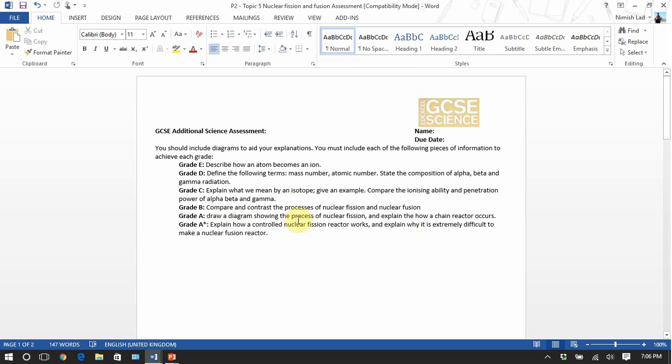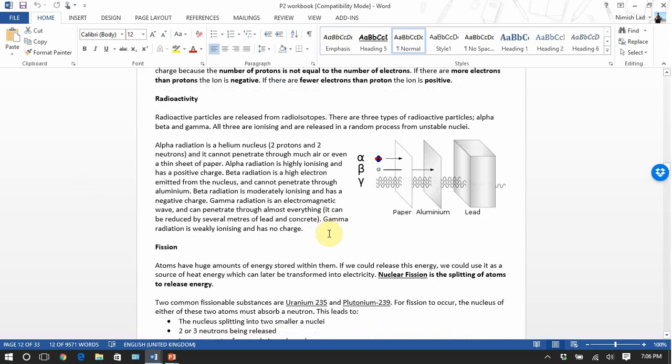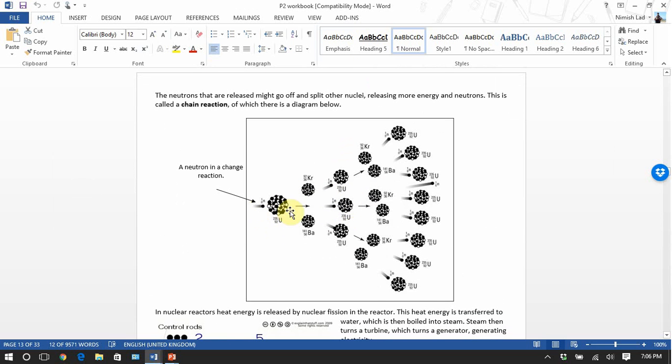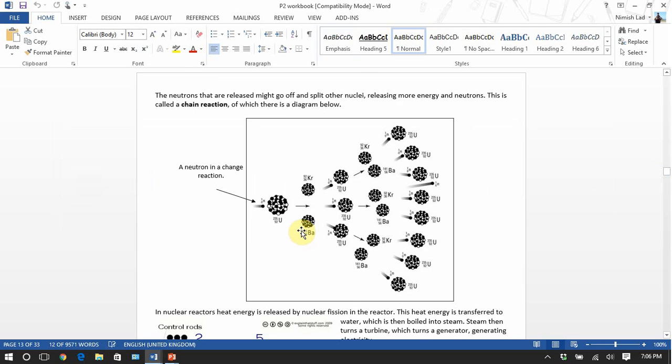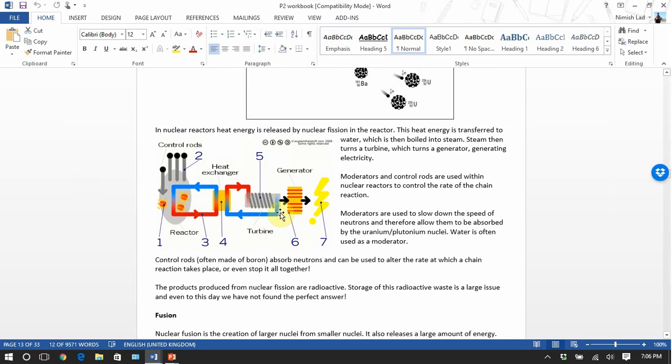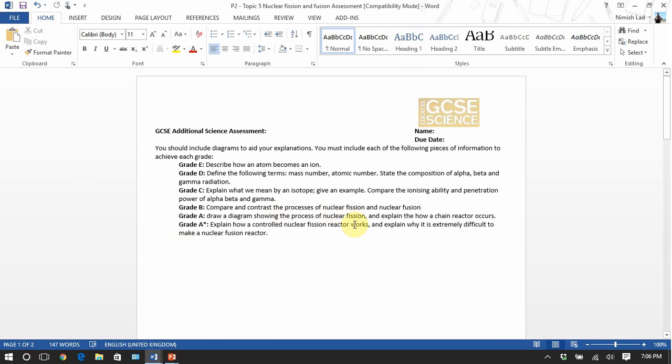Draw a diagram showing the process of nuclear fission and explain how the chain reaction occurs. So that's this idea over here. So a neutron coming in, splitting apart the nucleus, and those neutrons then going in, hitting further nuclei. Explain how a controlled fission reactor works. So that's this idea over here, explaining what's going on as part of this process, and explain why it's extremely difficult to make a nuclear fusion reactor.